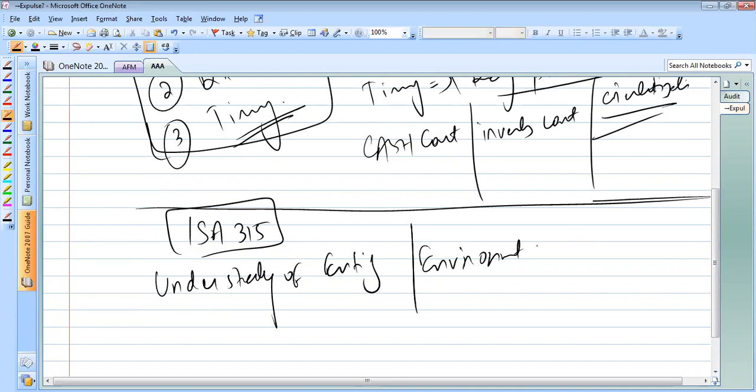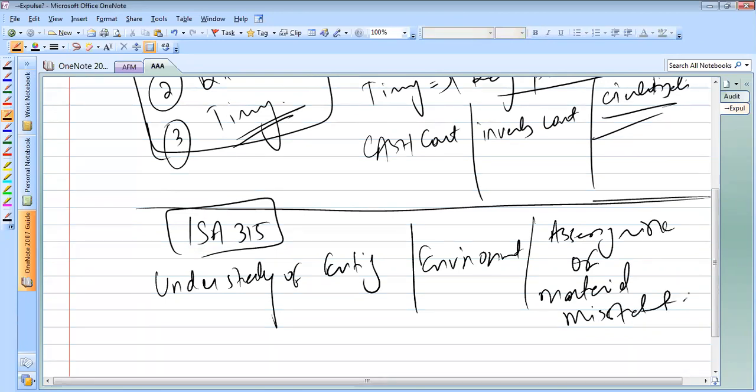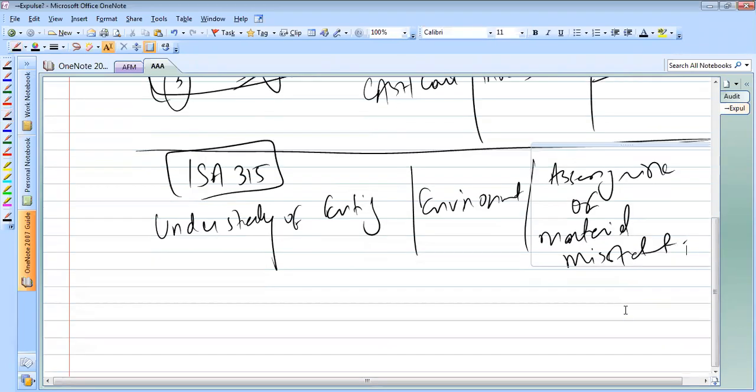its environment, and assessing risk of material misstatement. So when I talk about ISA 315, it is part of the planning stage of the audit, where you obtain understanding of the entity, you obtain understanding of the environment of the entity, and you assess the risk of material misstatement. Now let's try to understand each one of them one by one.